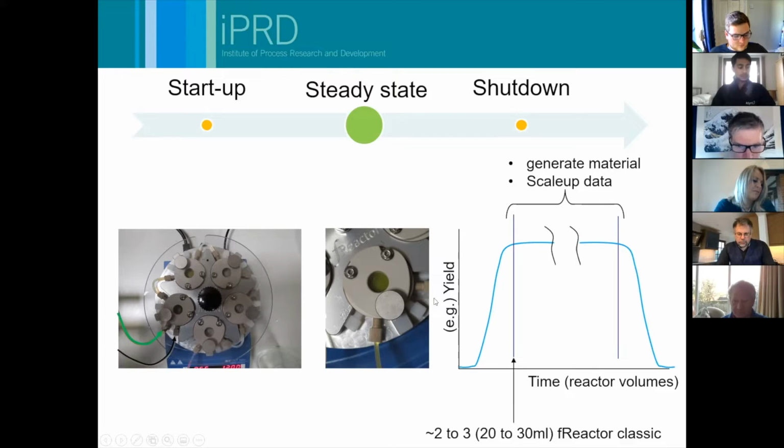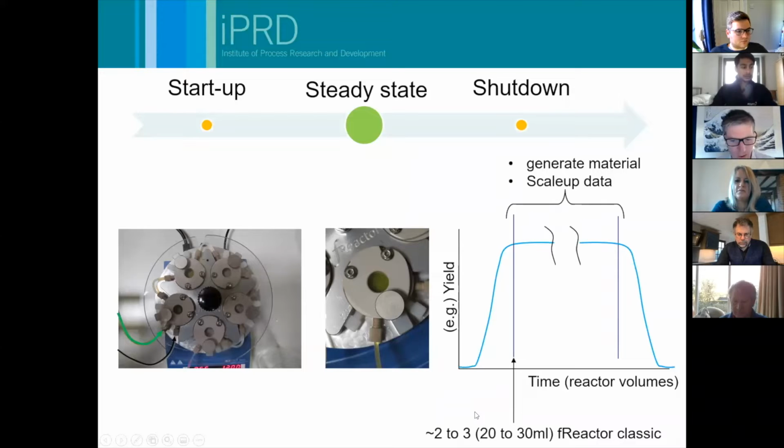And if we were monitoring something like yield, what we would see is over time, the yield of our product would go up, and then it reaches a steady state phase. And we can run this for as long as we want. That's one of the really nice things about flow chemistry: if you need more material, you leave your reactors running for a longer time, and you can generate material and scale-up data in that phase. Okay, and then we have the shutdown phase. So maybe we turn off one of the two feeds and then our yield would start to drop. Or we could just turn off the reactor at that point and maybe empty the contents out.